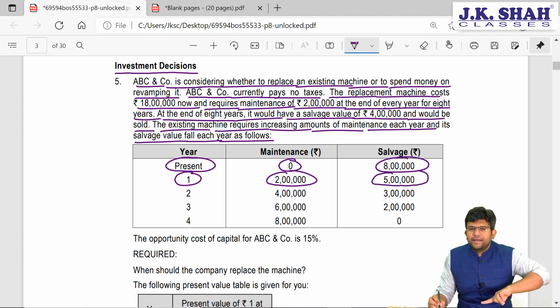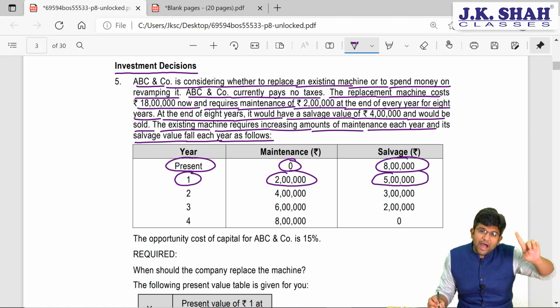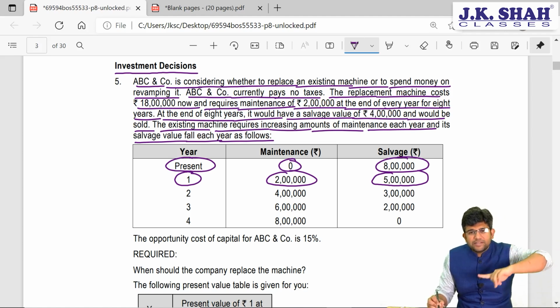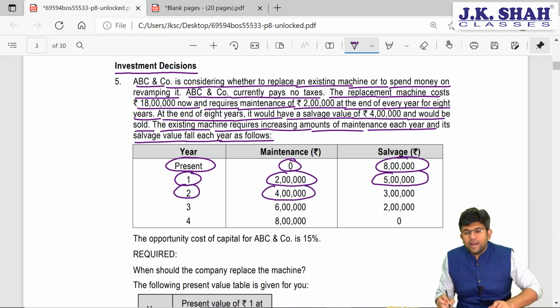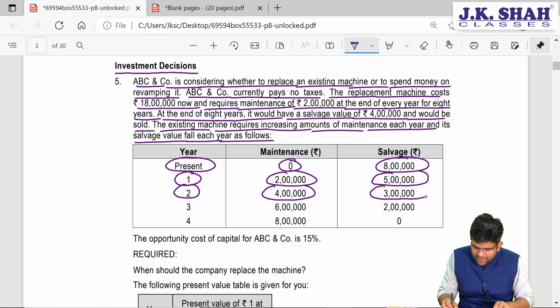If you decide to replace this existing machine with the new machine after 2 years, which means you decide to continue the existing for 2 more years, then children, do you realize you will have to not only spend 2 lakh in year 1 for the maintenance, additionally you will have to spend another 4 lakh at the end of year 2 for the maintenance, and then you will be able to sell that existing machine for rupees 3 lakhs.